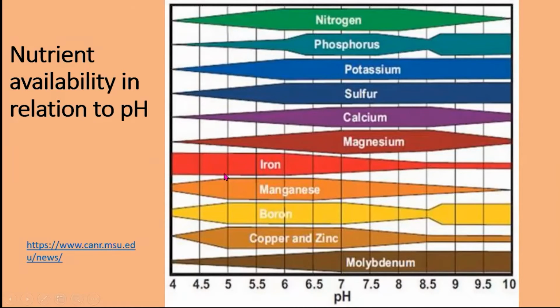Interestingly enough, when the pH is very low or very high, some of these micronutrients can actually become too high in level, get taken up into the plant, and can be toxic to the plant. So the nutrients available to the plant are highly affected by the pH of your soil.